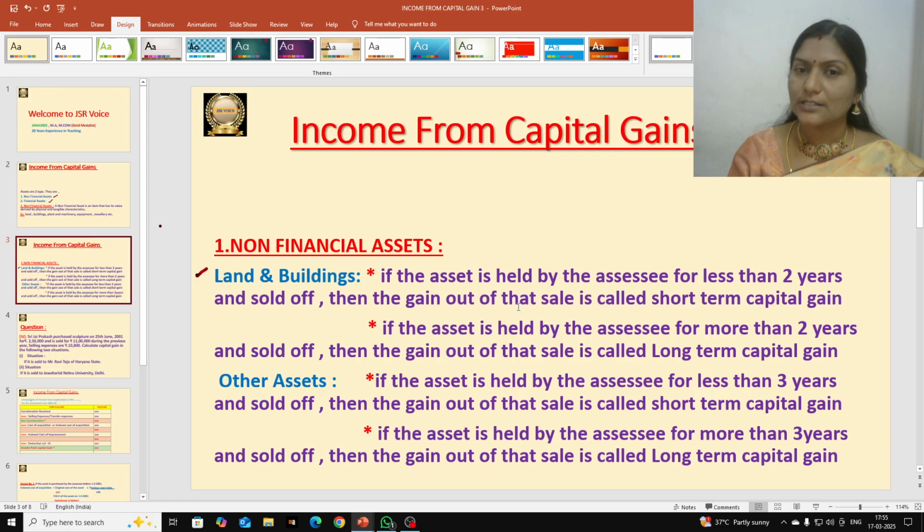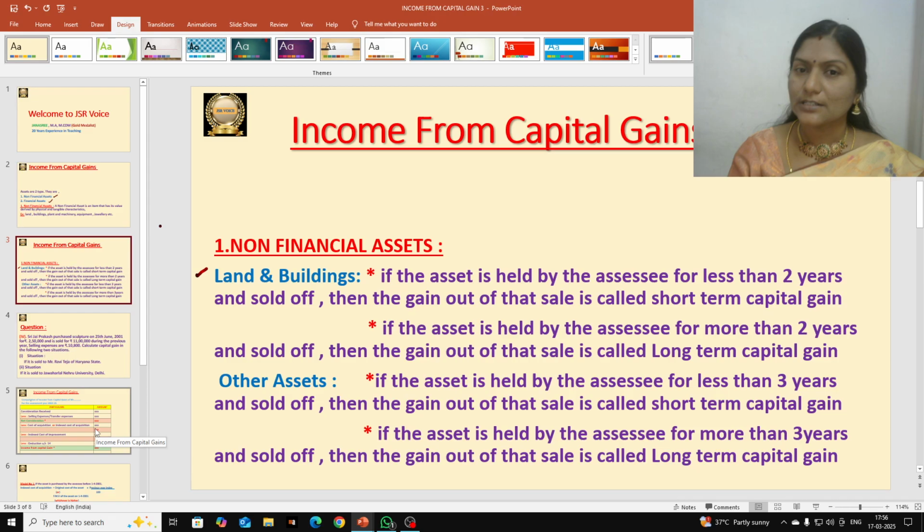And in the case of other assets, what is the time period? It is 3 years. If the asset is held by the assessee for less than 3 years, we treat it as short term capital gain. If the asset is held for more than 3 years, we treat it as long term capital gain. Hope this is clear for everyone. You must know this before going into the discussion.